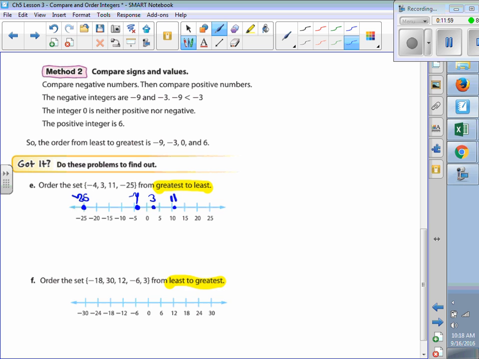Very good. So when we put it in order, we also want to put it in set notation. You remember with the brackets, separated with a comma. So we have 11, 3, -4, and -25. Oops, I forgot my commas. And there you have it. Is everybody clear? Yep.